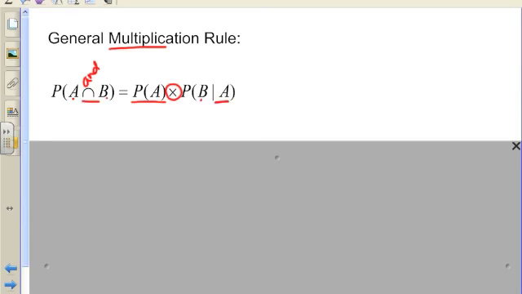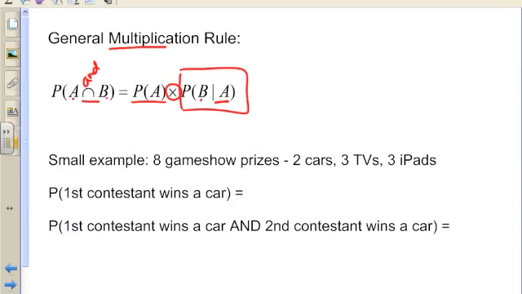So I'm going to show you a really simple example to help you understand what I mean when I say this part, the B given A. So just my little example, let's pretend we're on a game show and we have 8 prizes. There are 2 cars, 3 TVs, and 3 iPads. And in this particular game show, you're just randomly selecting the prize. So let's say the first contestant wants a car. So let's figure out the probability the first contestant can win a car. Well, there are 2 cars out of 8 prizes. Okay, we've done that before.